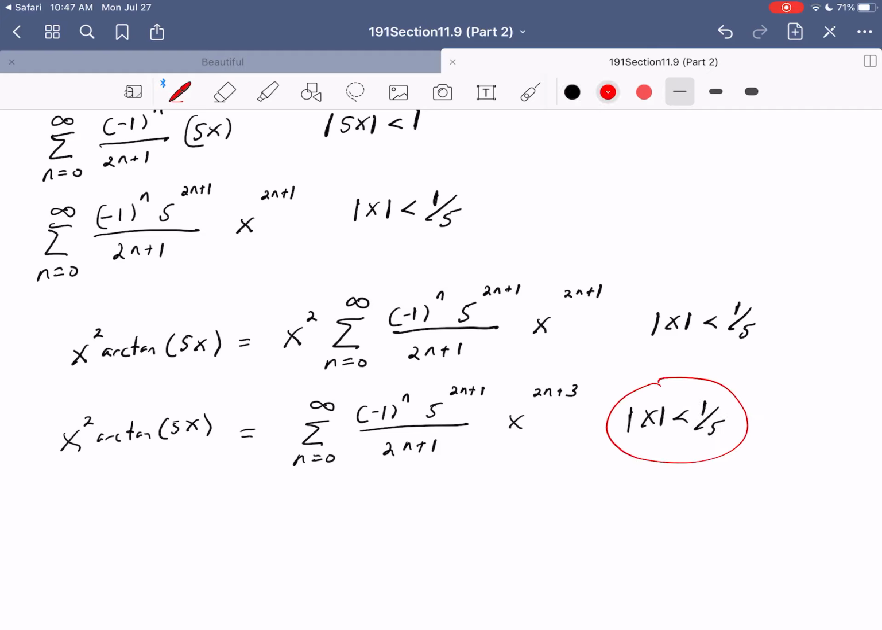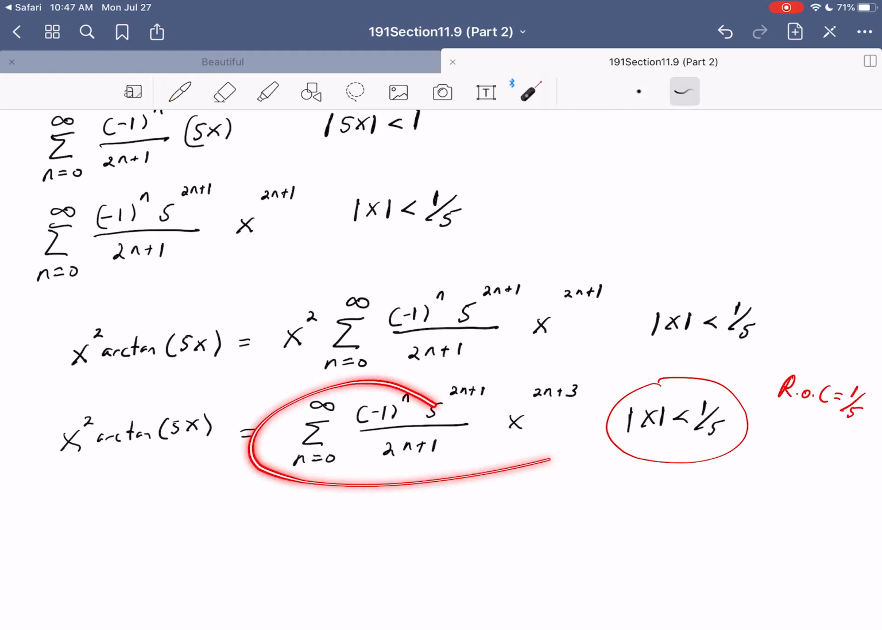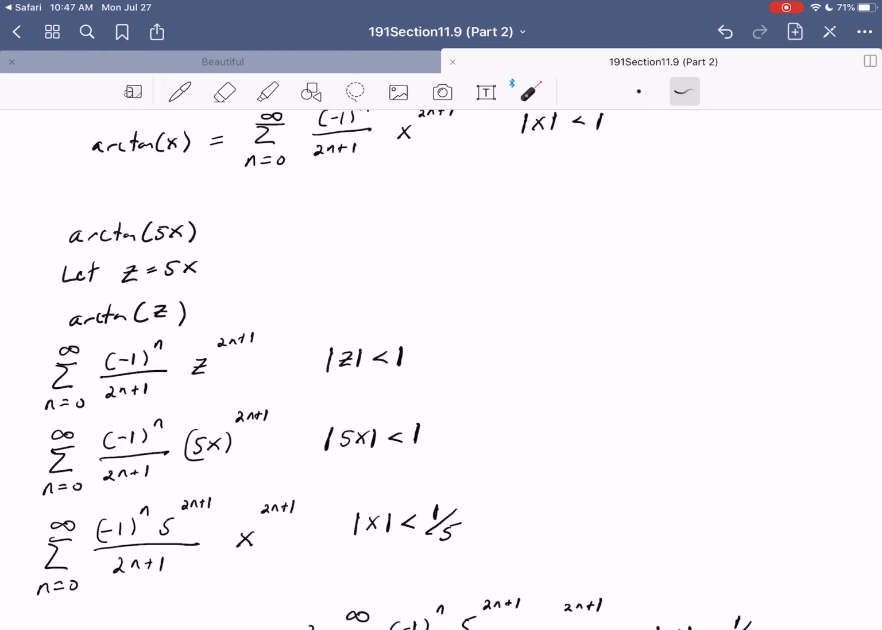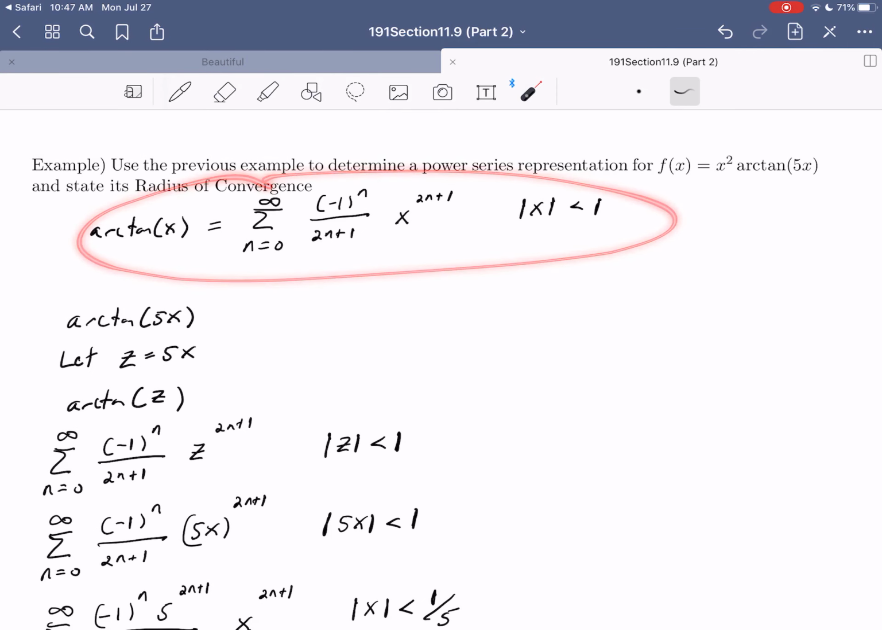And of course, this right here tells us that the radius of convergence is 1/5. So there we go. There's our power series representation for x squared arctan 5x. We did that using a substitution and a multiplication by a polynomial with the same center 0 here, based on the established series for arctan.